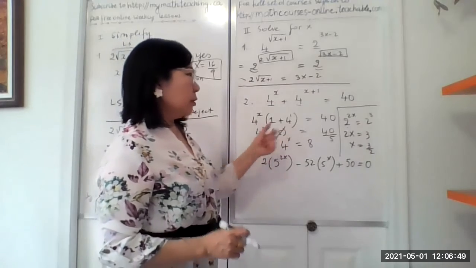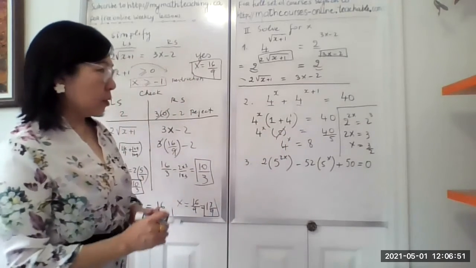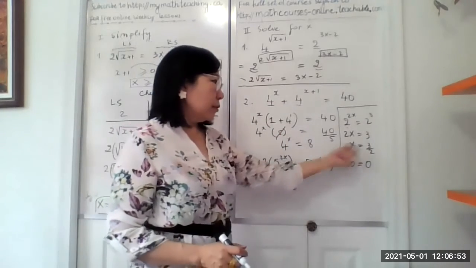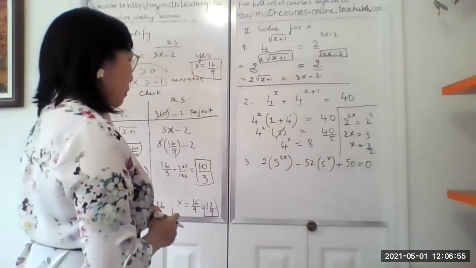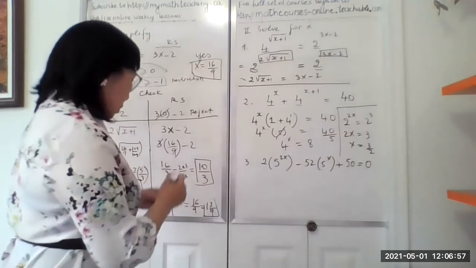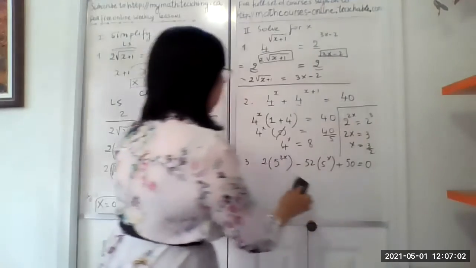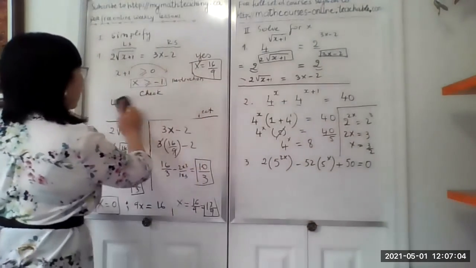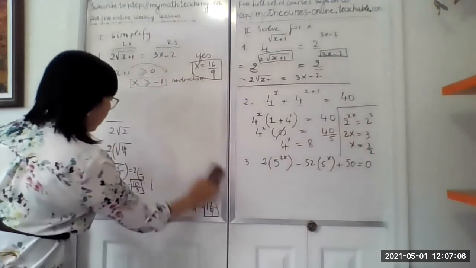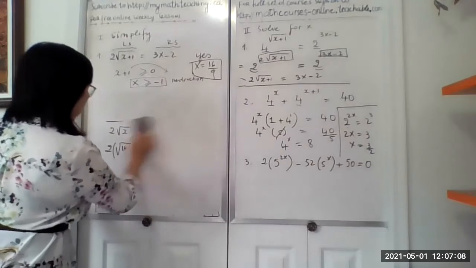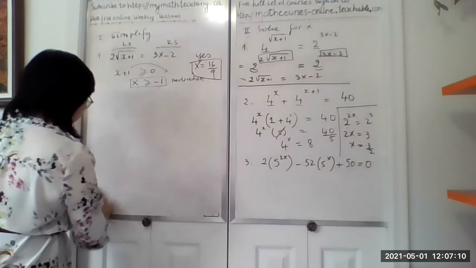Okay, now this is not a radical equation, so I'm not going to bother to check it. That is x equals 3 over 2. The last question, how we're going to deal with the last question. I don't think I have enough room, so I might have to erase this board again to continue with that last question.